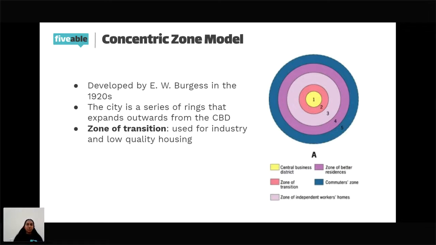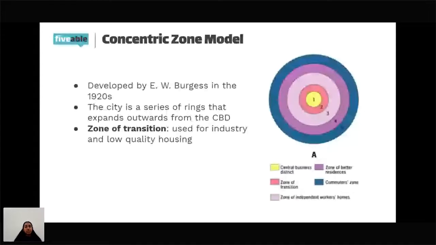And as you move out, the third ring is working class housing. The fourth ring is higher quality housing, for middle class people. And the fifth ring is for really large homes, and this includes suburban areas on the city's edge. And this is for upper class and upper middle class. And this is also known as the commuter zone.